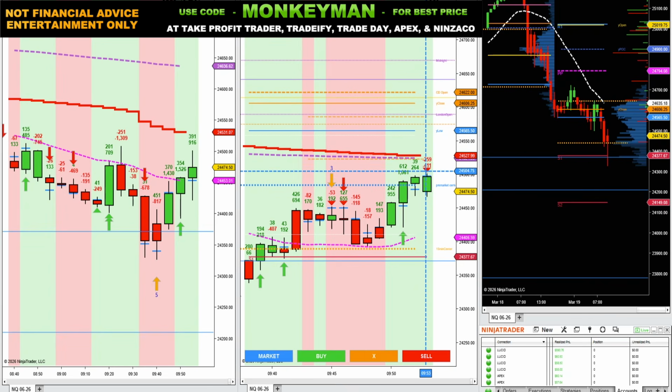We had divergence appearing intra-bar, rejecting off of whole number. Had some negative delta coming in on the NQ and the ES. Hopped in on the short. We bounced down over 20 points from where I got in.